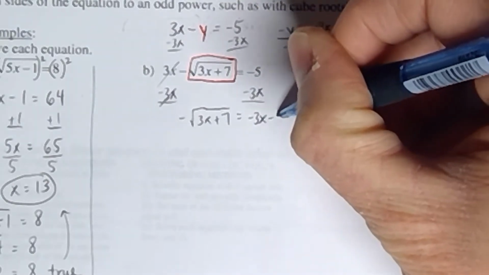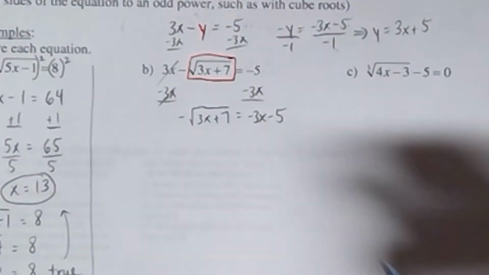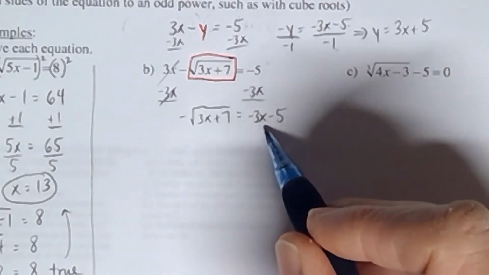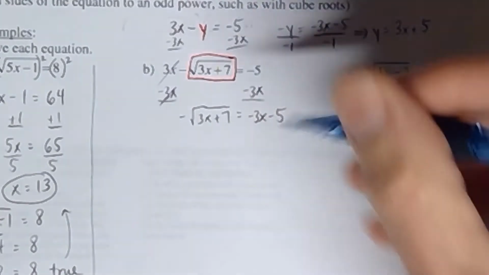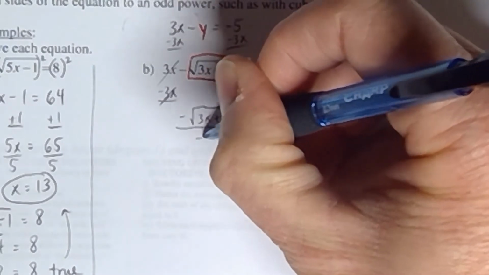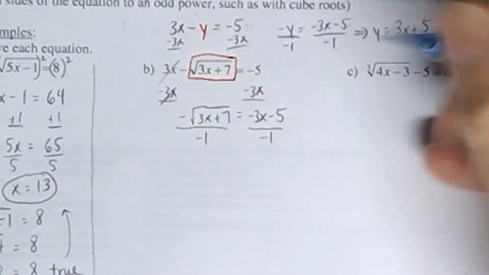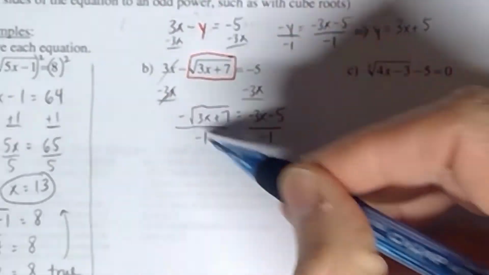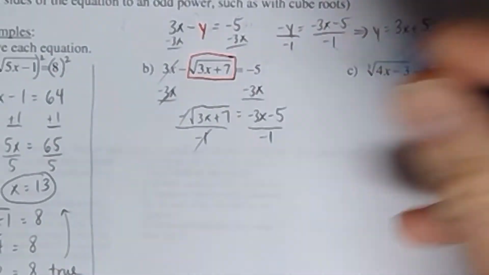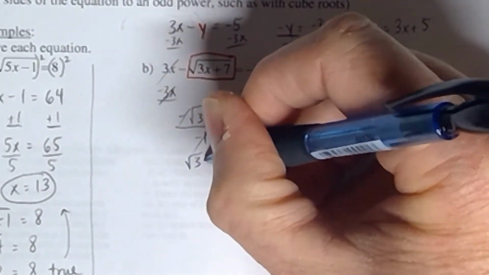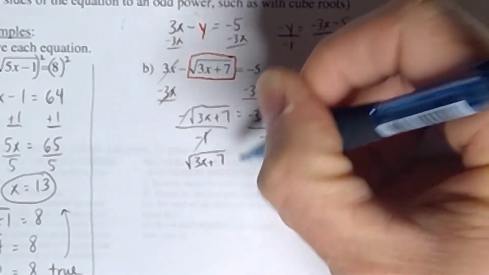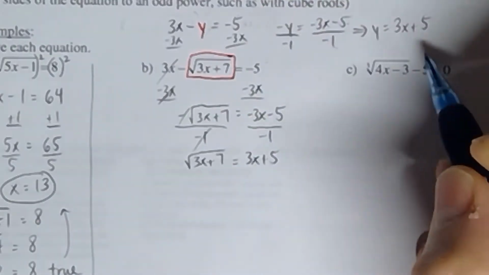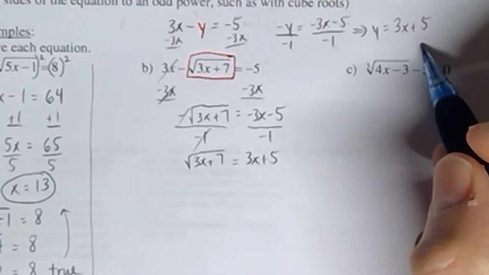You could put the -5 in front of the -3x. I just like to put it in descending order of degree here, with the x to the first and then no x at all. Either way, though. So then I divide out the -1 just like I did up here. You do it exactly the same way. Okay, the -1s cancel here. All right, and we just get the radical by itself. And just like we said up there at the top, you get 3x plus 5.